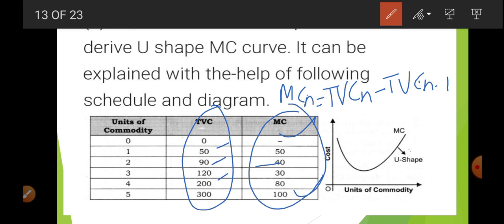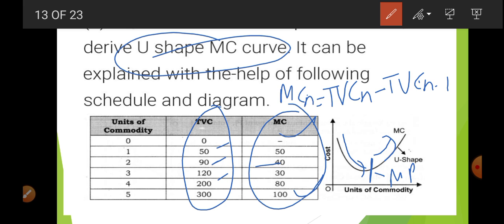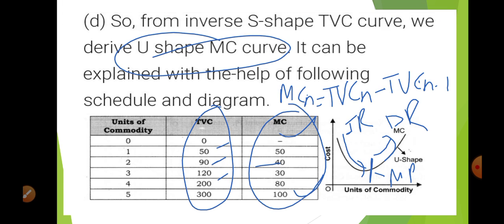When we represent it on the graph paper, initially we find it is decreasing till the minimum point, and after reaching the minimum point it starts to increase. In this way we get the U-shaped marginal cost curve. The reason is again the law of variable proportion. Till reaching its minimum point, we get increasing return, after that we get diminishing return.